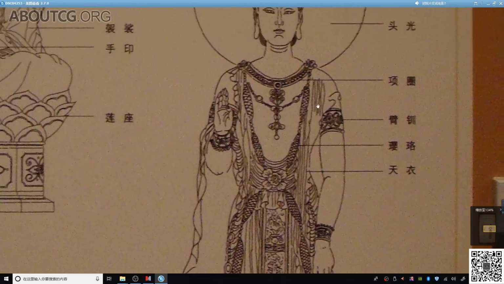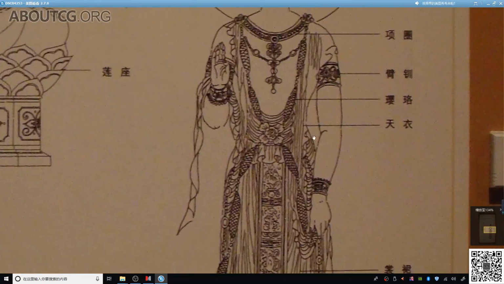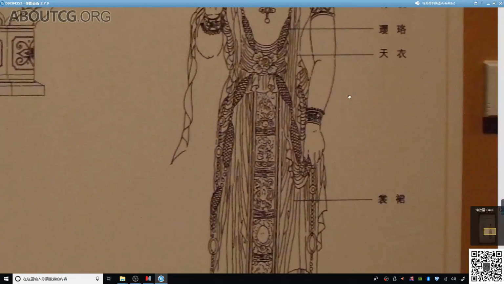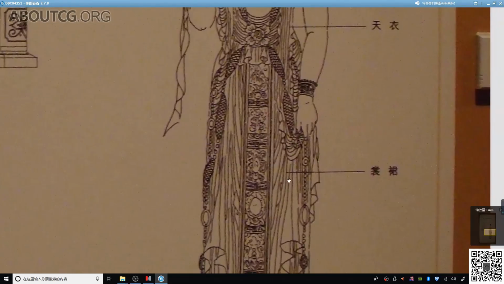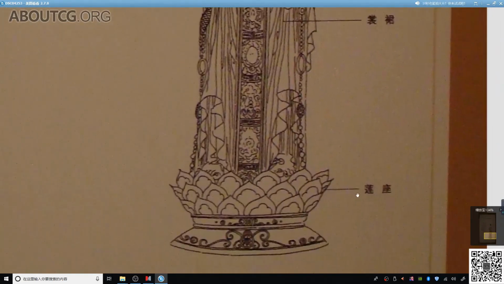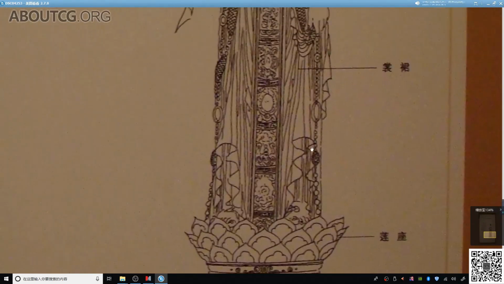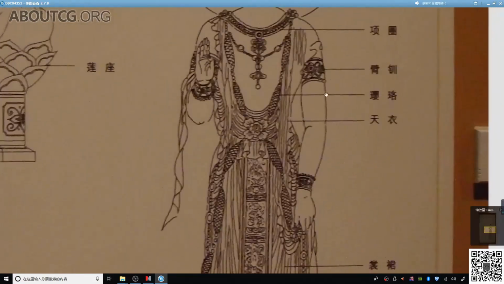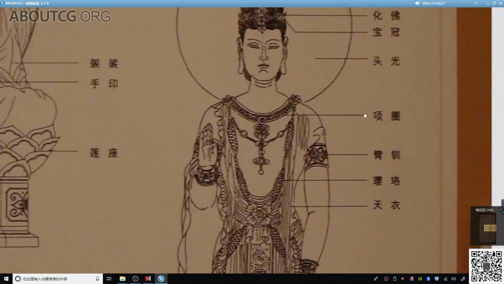There are also some garments. We refer to this as the clothing of the Bodhisattva. We refer to this as celestial clothing. There are also skirts available. This is known as the upper skirt. And there is a lotus pedestal below. Essentially, these are the components.